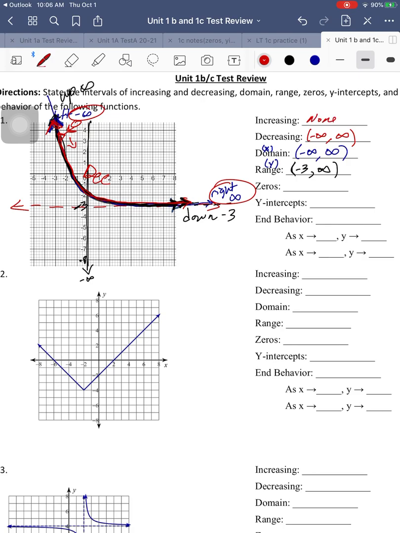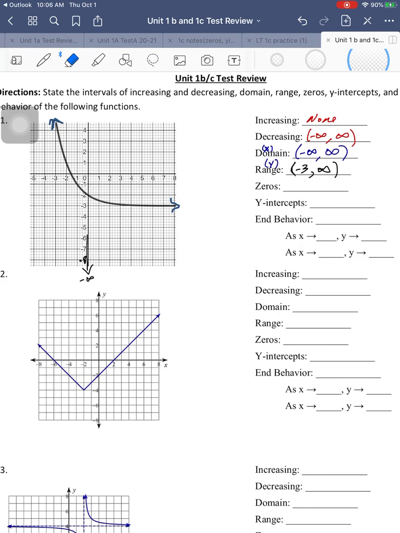Is there any increasing portion of this graph? No. So we write none. Don't leave it blank, please. Zeros. This is where the zero would be. A zero is where the graph crosses, or intercepts, the x-axis. We'll just put -1.5. Estimate it to the best of your ability. The y-intercept looks like it's at -2.